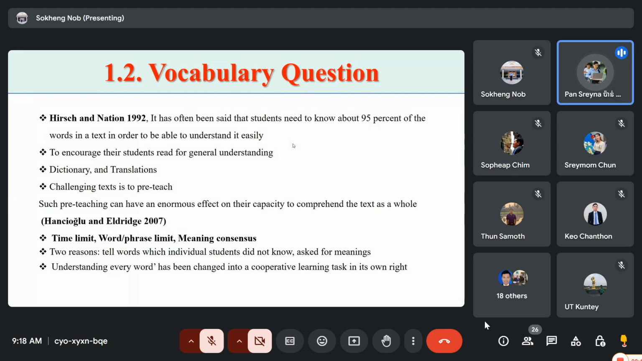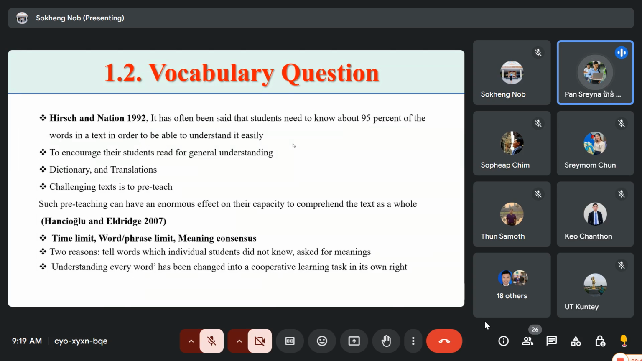This is the idea from Hu. I'm sorry if I pronounced it wrong. It's not easy to read. Pre-teaching can have an effect on their capacities to comprehend the text as the whole class.